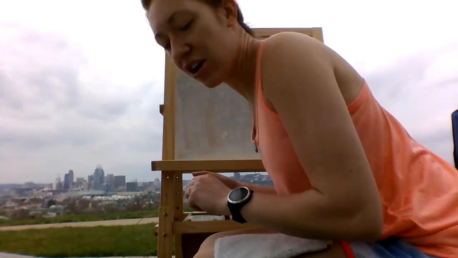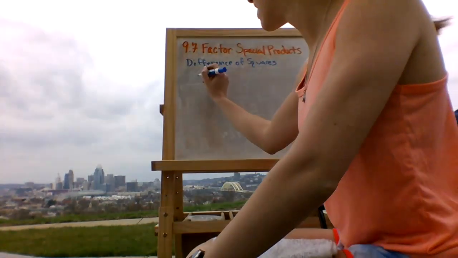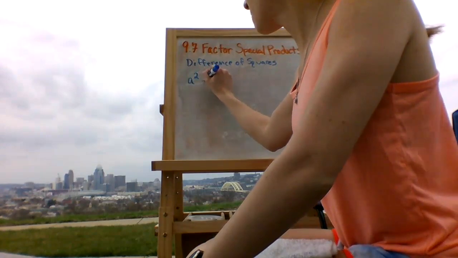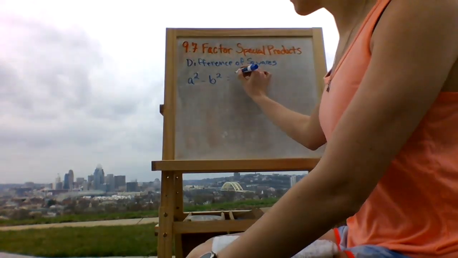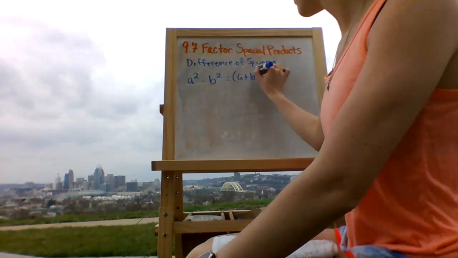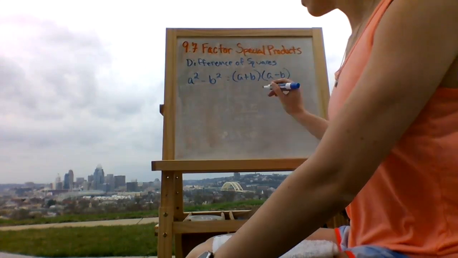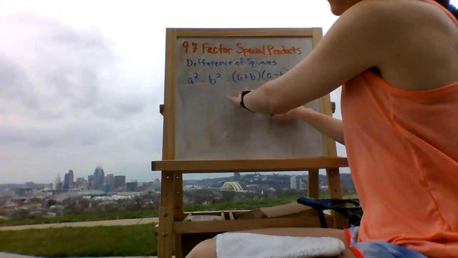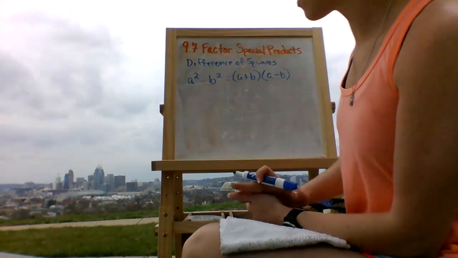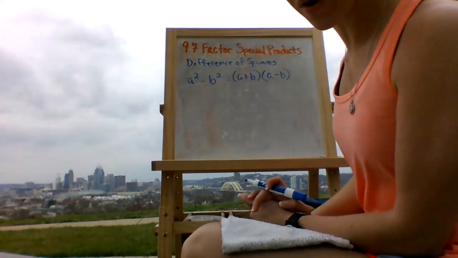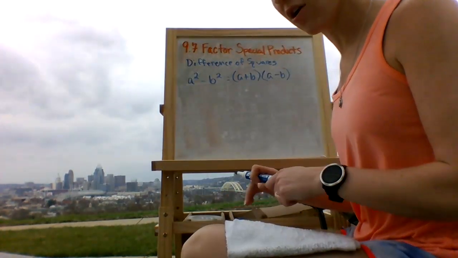Alright, so here is the theorem that they give us. a squared minus b squared equals the quantity a plus b times the quantity a minus b. Just as I had a product of those two binomials that would have produced the difference of squares, I now have the difference of squares and I need to factor them so that I can solve.